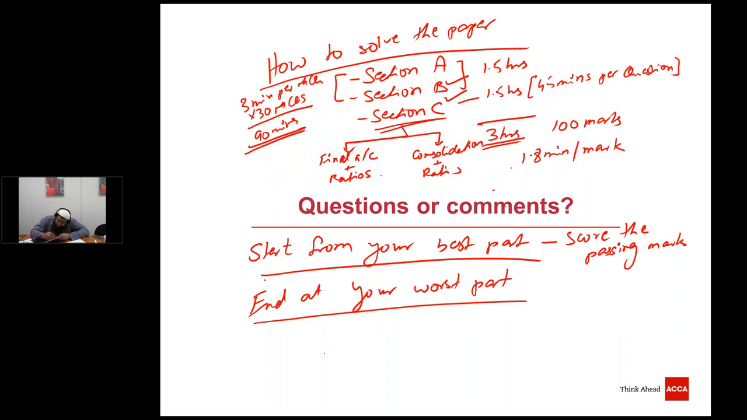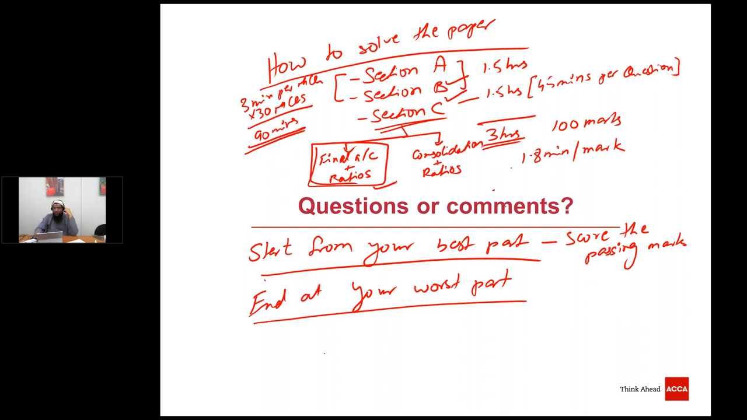But my prediction is that the chances of this are comparatively higher than consolidation plus ratios. But be prepared for both, because sometimes the paper is not what is expected and you don't have time to try your luck. So don't go towards luck. Cover both: final accounts, consolidation, ratios. But the preferable chances are of final accounts and ratios.